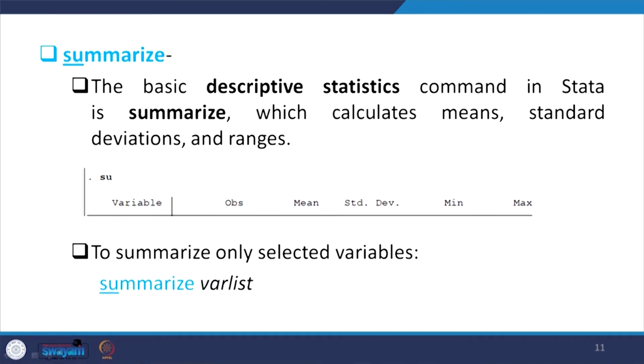In your data set, so many variables are available. If you simply go by sum, S-U-M or S-U, it gives the descriptive statistics of the entire variable list available in the data. But in your model, like in a regression model, you have used only a selected few. Why include the descriptive statistics of the entire data? You are interested in only those, so enter only those selective variables.